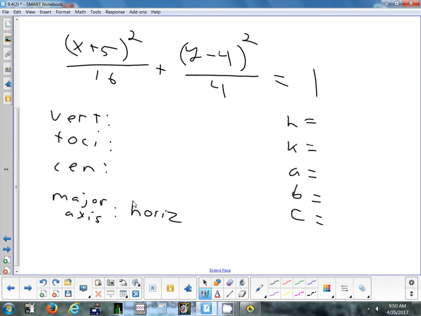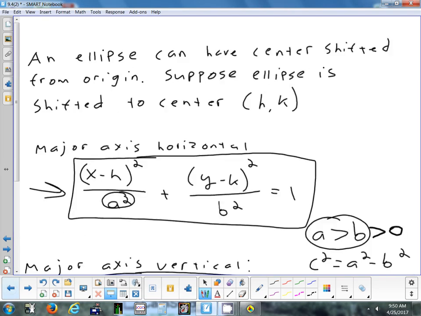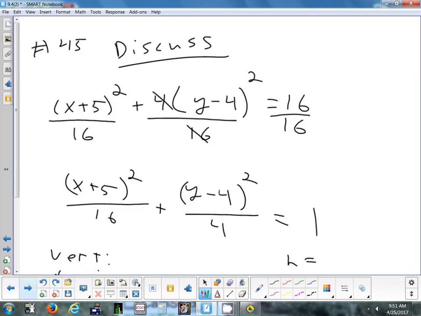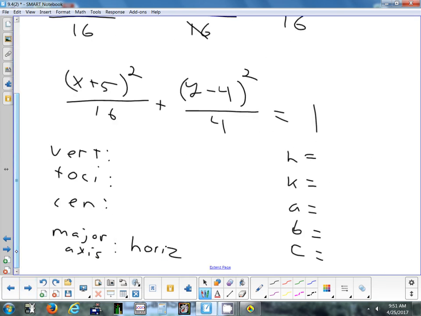Okay, let's start with H and K. If you look back at the formula, H is always with x. It's the number after the minus sign. K is always with y, and it's after the minus sign. So, what is H here? -5. Yep. And what about K? 4. That's your center. -5, 4.